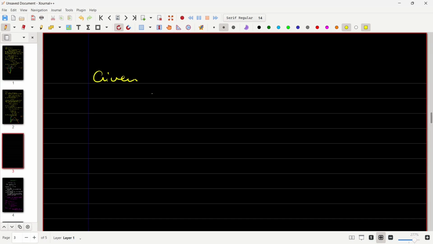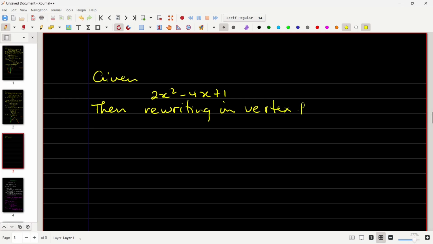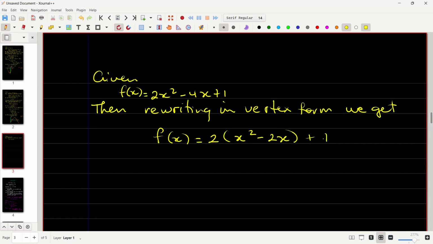So we're saying given that 2x squared minus 4x plus 1, then rewriting in vertex form, we get f of x is equal to 2 into x squared minus 2x close bracket plus 1. Then put it inside of the bracket, so we have 2 into x squared minus 2x. We add 0, so that is plus negative 1 squared minus negative 1 squared, and then close that bracket, and then we add the 1.